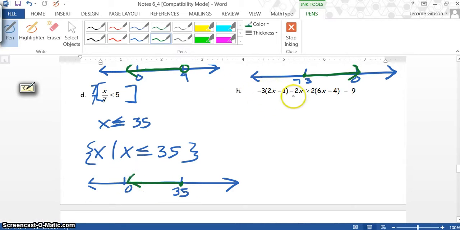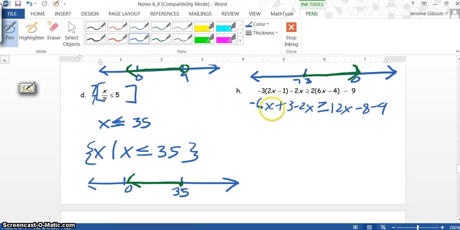Okay, now we go here to H. Now, if you look here, H has a lot more to it than the other problems had, but we still would be able to solve this nonetheless. So now we're going to solve this like we did an equation. So first of all, let's get rid of these parentheses. We have negative 6x plus 3 minus 2x is greater than or equal to 12x minus 8 minus 9.